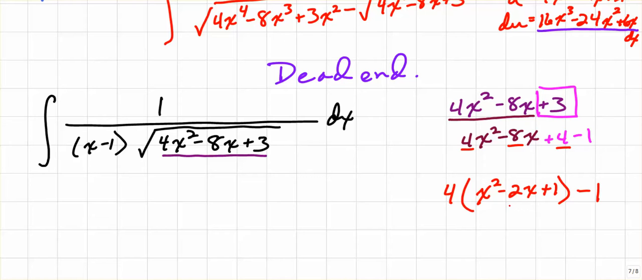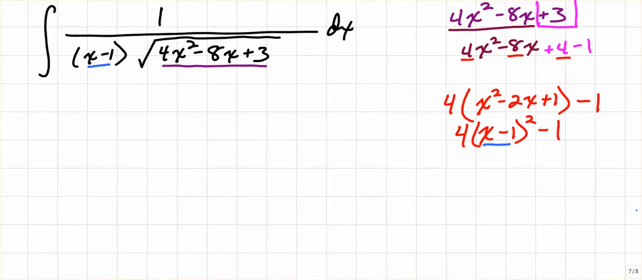Now notice that the x squared minus 2x plus 1 is a perfect square trinomial, and I can go ahead and factor it into x minus 1 quantity squared multiplied by 4, minus 1. And now you'll notice that this right here is the same as this right here. And the reason that I'm looking at that is because we are going to be considering the following form, which is going to be du over u times the square root of u squared minus a squared.